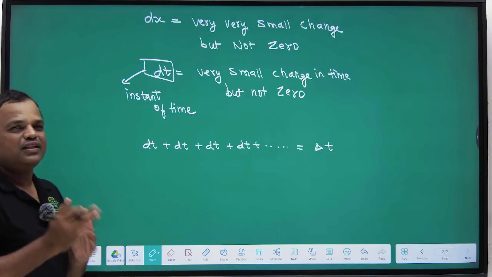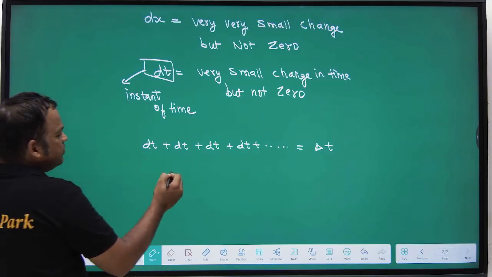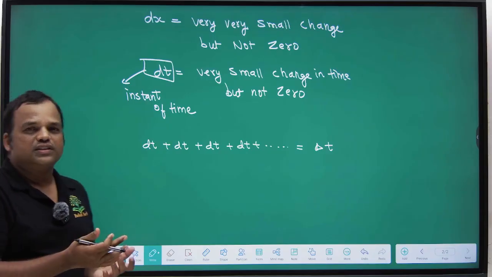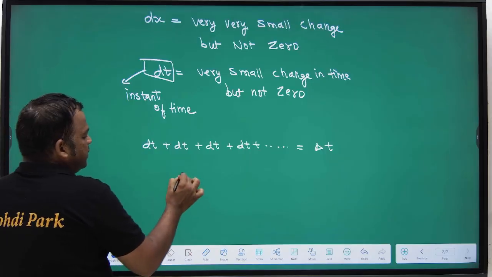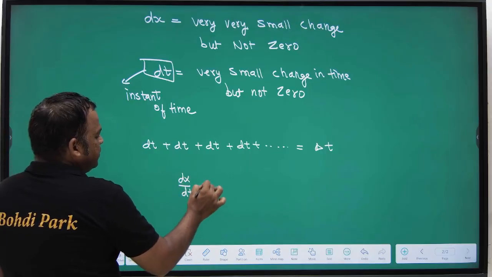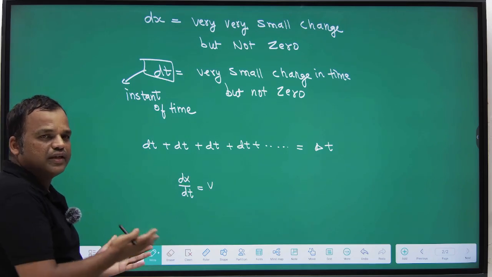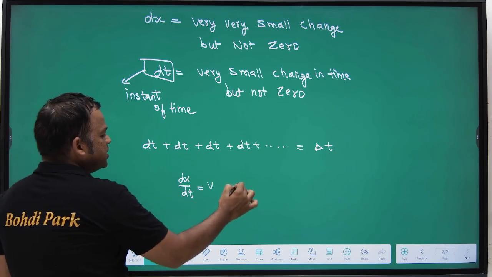How do you add mathematically? So we have a process that is known as integration. Let's take one example. dx by dt is equal to v. We know this already. v is the instantaneous velocity.